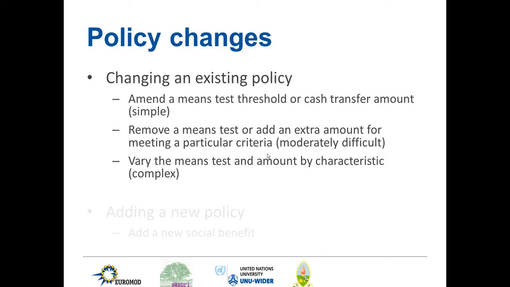And then, if you've got a means tested benefit, you might want to vary the means test by some kind of characteristic of the person being tested. That's way more complex, but they're all eminently achievable. And the examples that we give will tackle some of these. And similarly, you can just add a completely new policy, like a new social benefit.